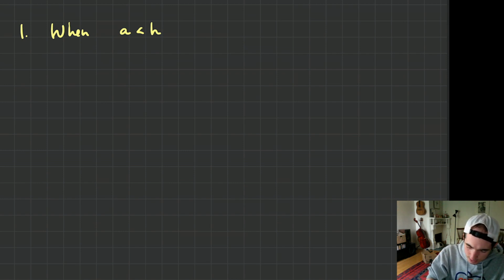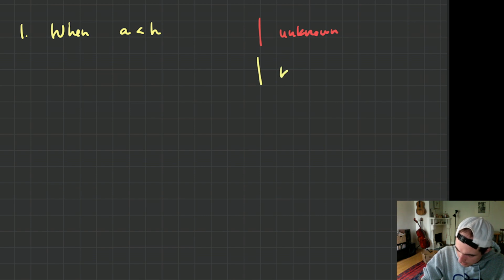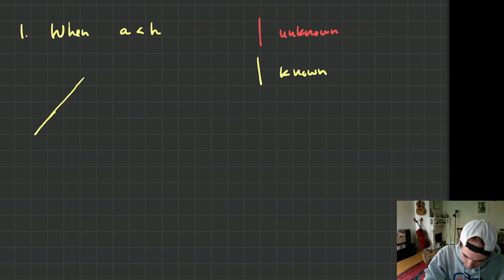Okay, so let's reconstruct our little template. Here's my template, and what I'll do is I'm going to have red as a line that is unknown, and yellow as a line that is known. Okay, so there's my little legend. This class is legendary.